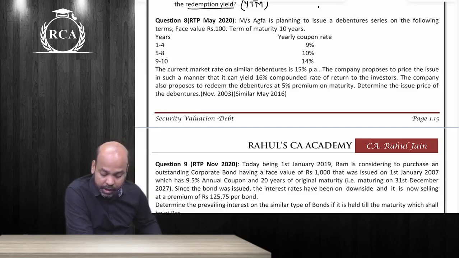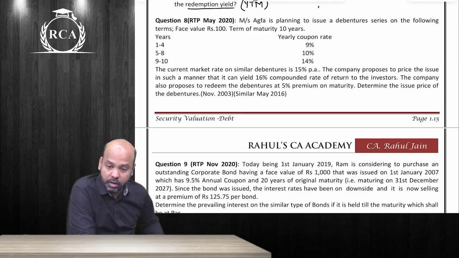The current market rate on similar debentures is 15% per annum. The company proposes to price the issue in such a manner that it can yield 16% compounded rate of return to the investors. Though the prevailing market interest rates are 15%, we will want to offer how much return?